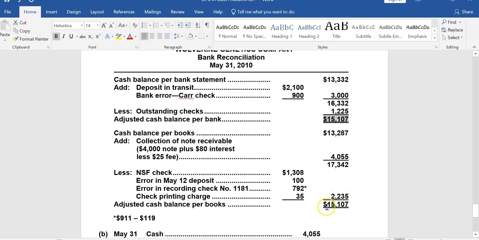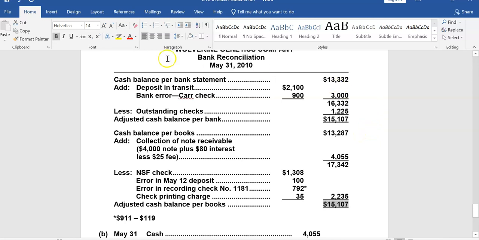Keep your fingers crossed that the adjusted balance per the bank equals the adjusted balance per the books. If those two agree, then we have reconciled and explained the difference between the two. One last step needs to be taken to complete the reconciliation. And that step is to prepare adjusting entries for items that need to be recorded in the general ledger.